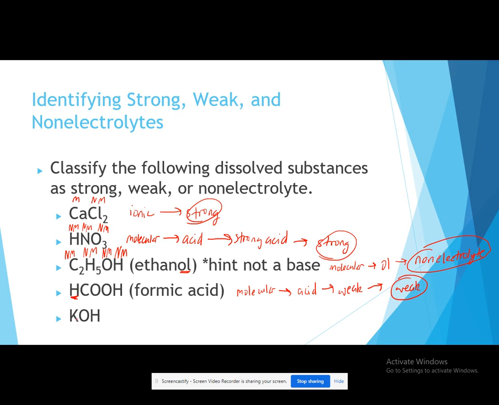And the last example, KOH. Well, K is a metal. OH is a nonmetal, so that means it's ionic. And therefore, it is automatically a strong electrolyte.